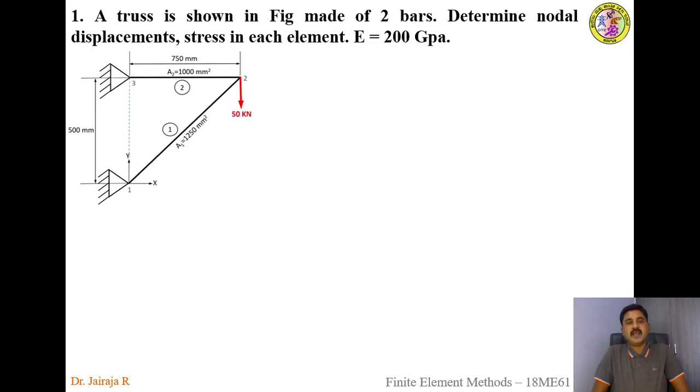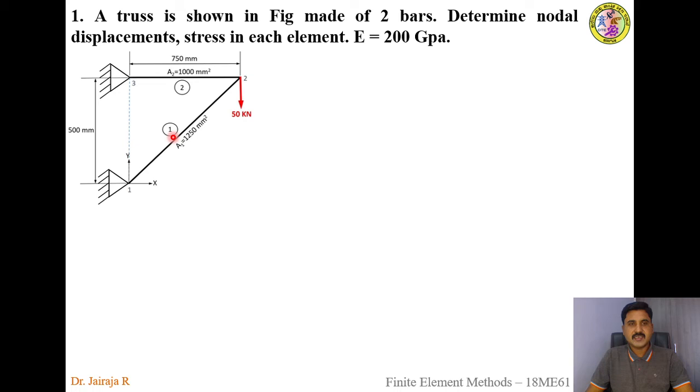Then we'll take up one truss problem. A truss is shown in the figure, made up of two bars. Determine nodal displacements and stress in each element. Young's modulus E is equal to 200 gigapascal.